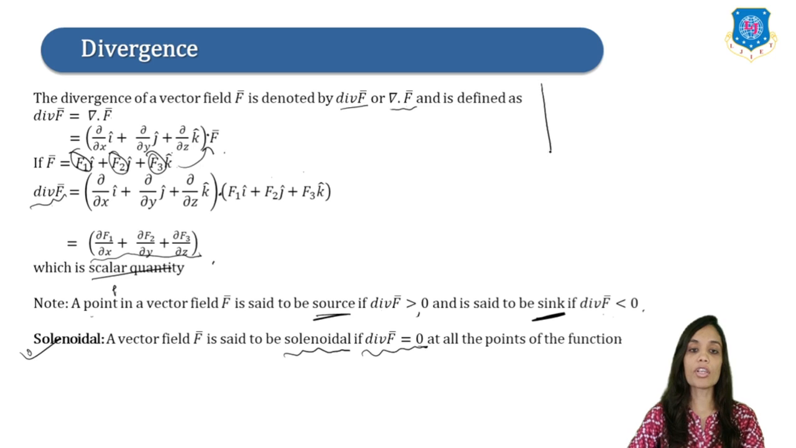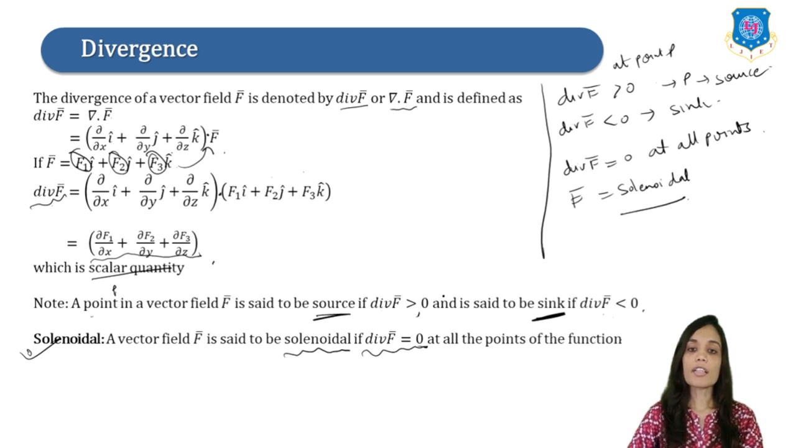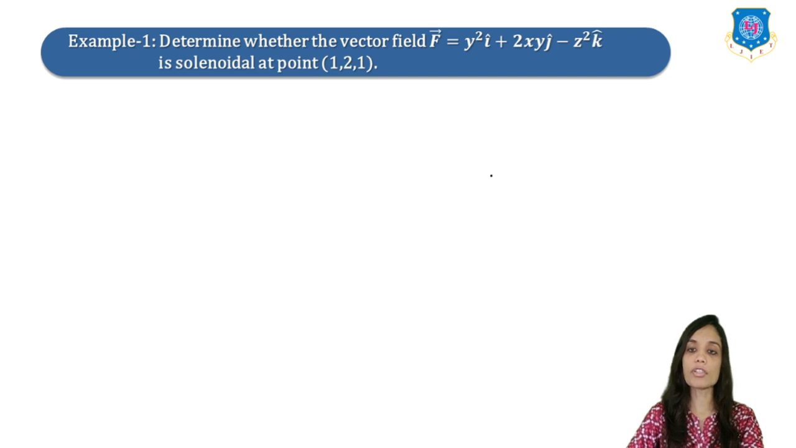So here we have studied totally three things. If divergence of f bar is greater than 0 at point P, then this P is known as a source. If divergence of f bar is less than 0, then it is known as a sink. Now, if divergence of f bar is equal to 0 at all points, then f bar is what? Solenoidal vector field. Okay.